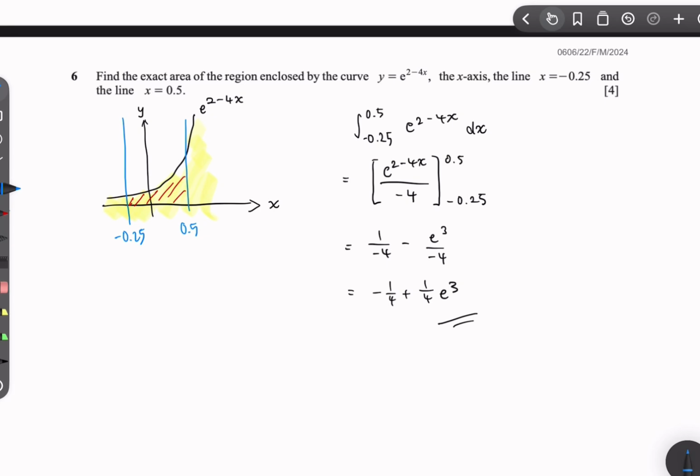You just integrate the exponential curve, and we know that integration of e to the power of 2 minus 4x will give you the same thing, but you just need to remember to divide by the differentiation of this part, which will be minus 4. So that's what I did here. And then you just sub in 0.5 and minus 0.25 into this part. You sub it into this part again, and in the end you should get this, and you do not need to add a constant for this.